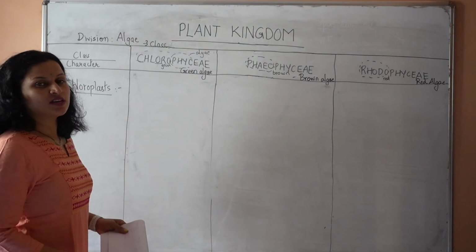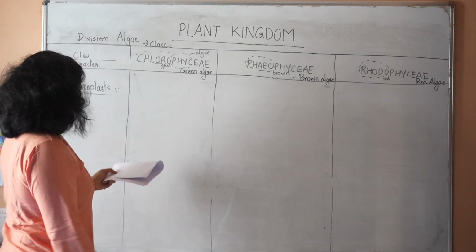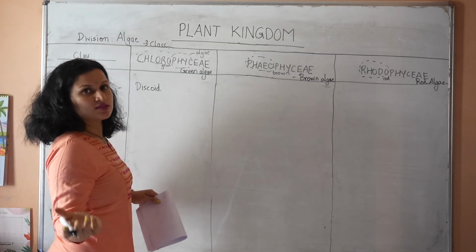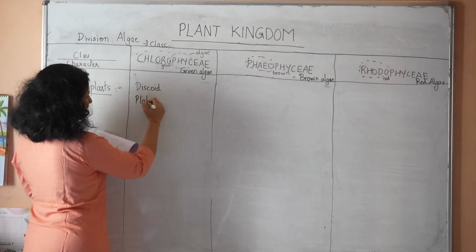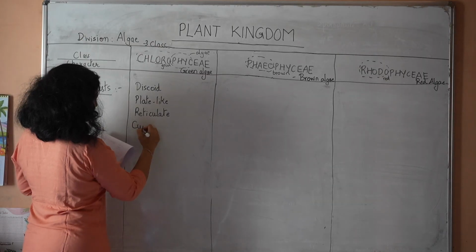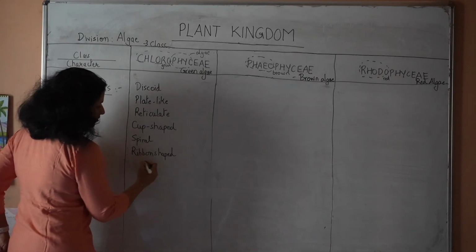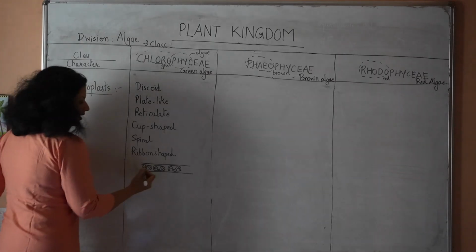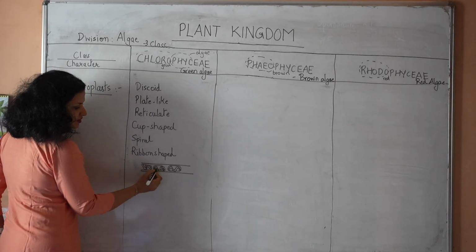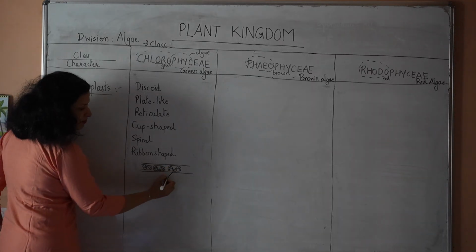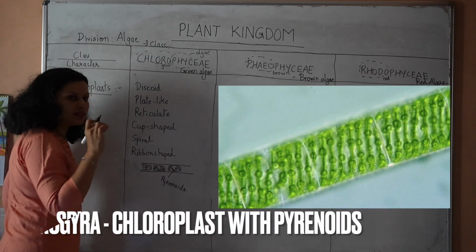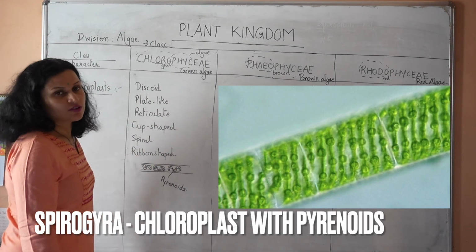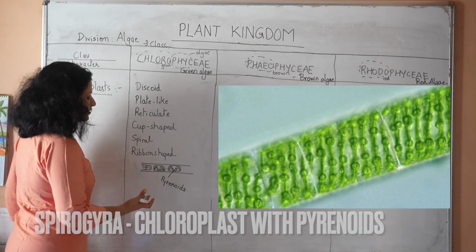Next we are looking at the different shapes of chloroplasts in the three classes. In Chlorophyceae they may be discoid, or lens-shaped as in higher plants, plate-like, reticulate, cup-shaped, spiral, ribbon-shaped. For example, Spirogyra has ribbon-shaped chloroplasts and there will be the presence of these. Tell me, what are these? These are pyrenoids. See, dark colored bindia against this light green chloroplast. That is what is present in Spirogyra.